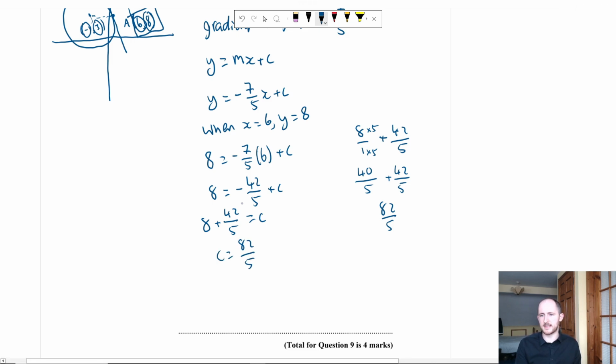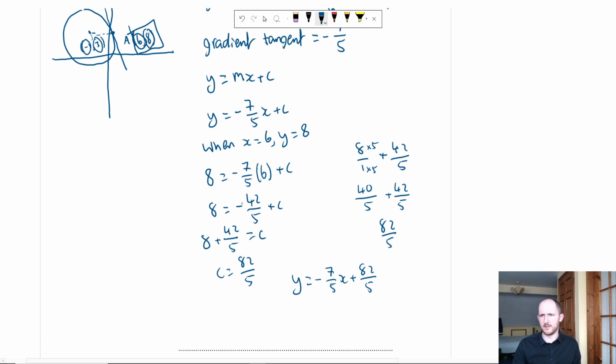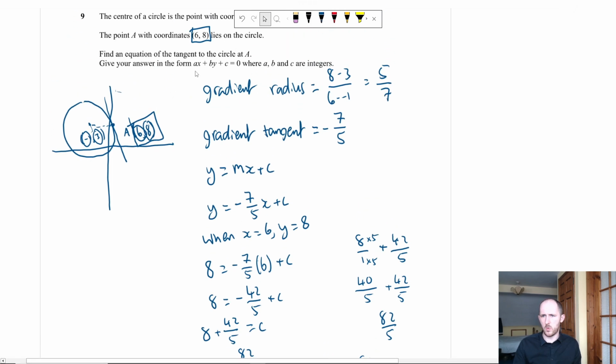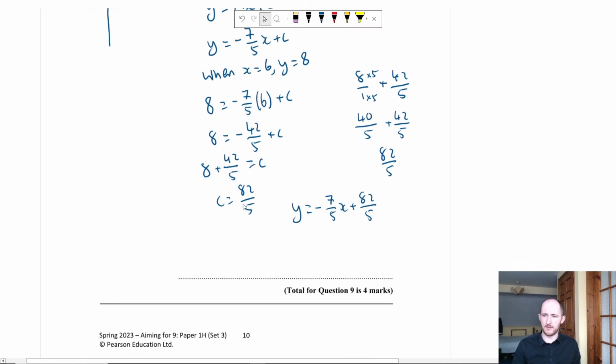Now, don't make the mistake of saying, okay, that means y is equal to minus 7/5 x plus 82 over 5, because if we look at the form it's given to me, everything needs to be on one side, right? And they all have to be integers. This is why reading the question is really important. So if I move everything to the other side, we get y, and then I've moved this to the other side, so it changes signs, so that's plus 7/5 x.